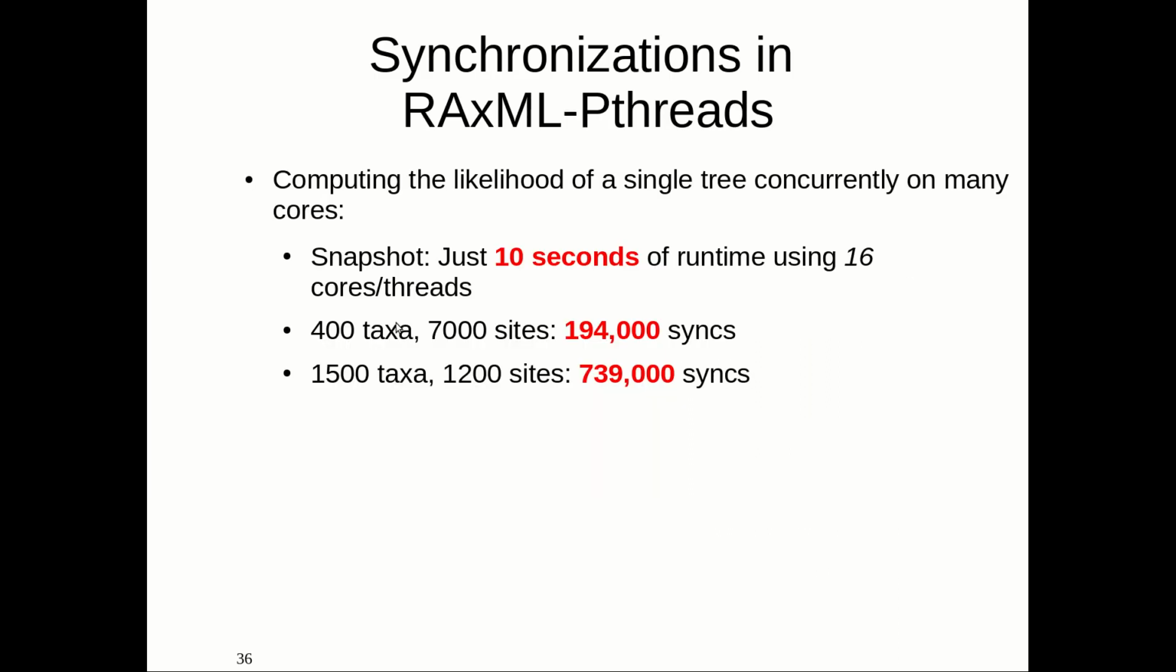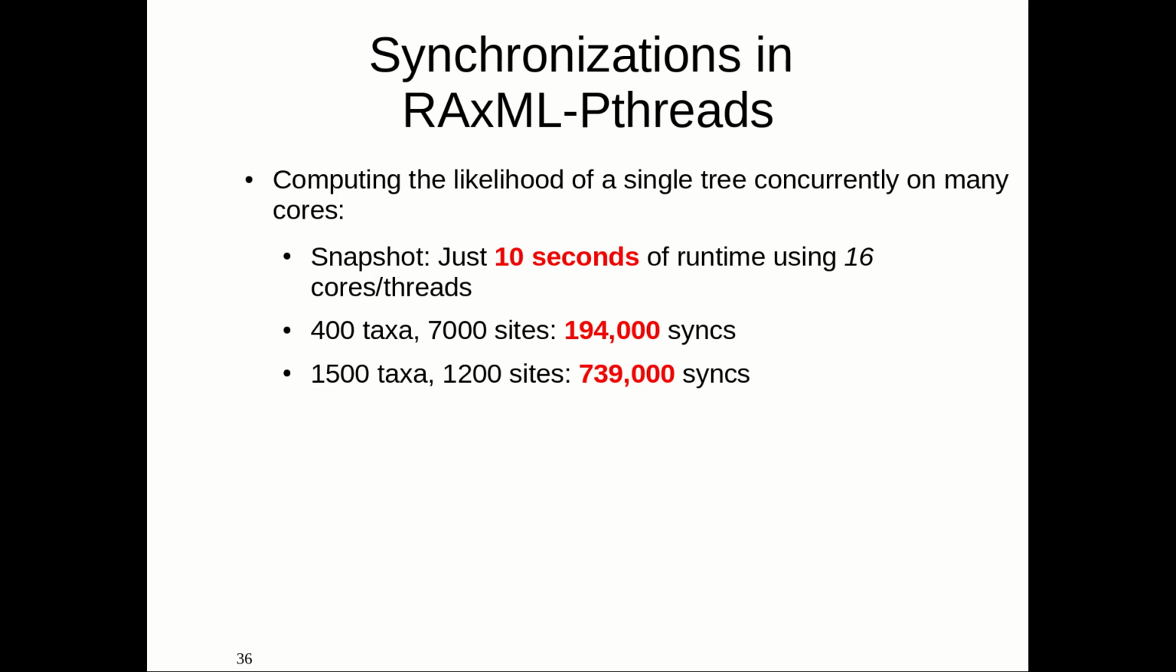Okay, then here's an idea of how much communication and synchronization is taking place in RAxML when we're doing parallel likelihood calculations. So here we're computing the likelihood for a single tree concurrently on many cores, so the multiple sequence alignment has been distributed to many cores. We're just computing the likelihood of a single tree.